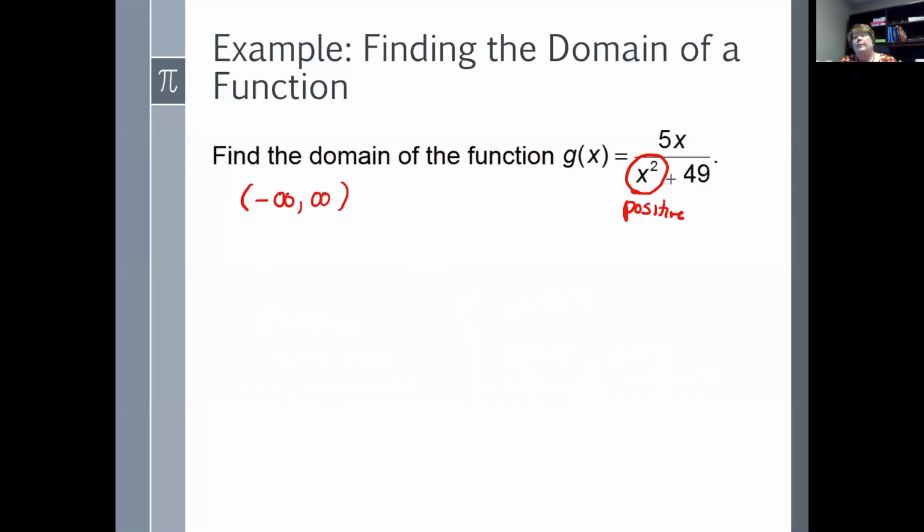All right, so what if you didn't recognize that? What if you didn't notice that when I square x, I get a positive number and I add 49 to it, it would be positive. So the denominator will always be a positive number. What if you didn't notice that? Well, you could use the same procedure we used on the previous example. Set the denominator equal to 0.